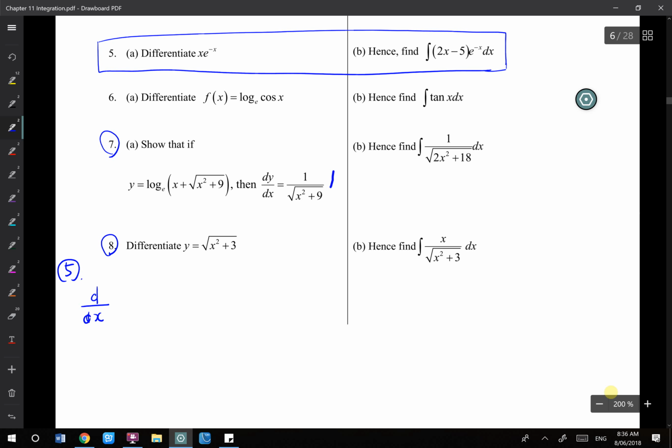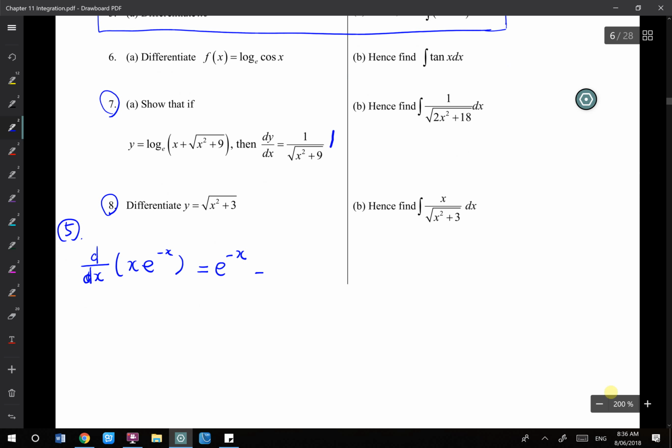d/dx of xe^(-x) gives me e^(-x) minus xe^(-x). Because we differentiate x first, we get 1, so we times 1 with e^(-x), and then we diff e^(-x), we get minus e^(-x), and then times with x. So that's the answer we have here.